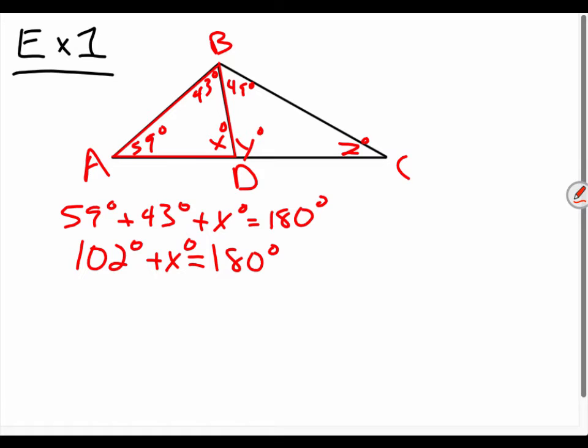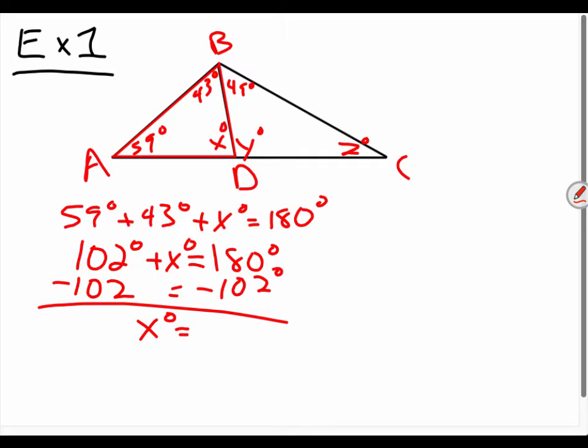What do I do now? Subtract. Yep. Subtract the 102 from both sides, and I get X equals what? 78, right? Cool. So this right here is 78 degrees. Okay? All right. Cooking with gas.